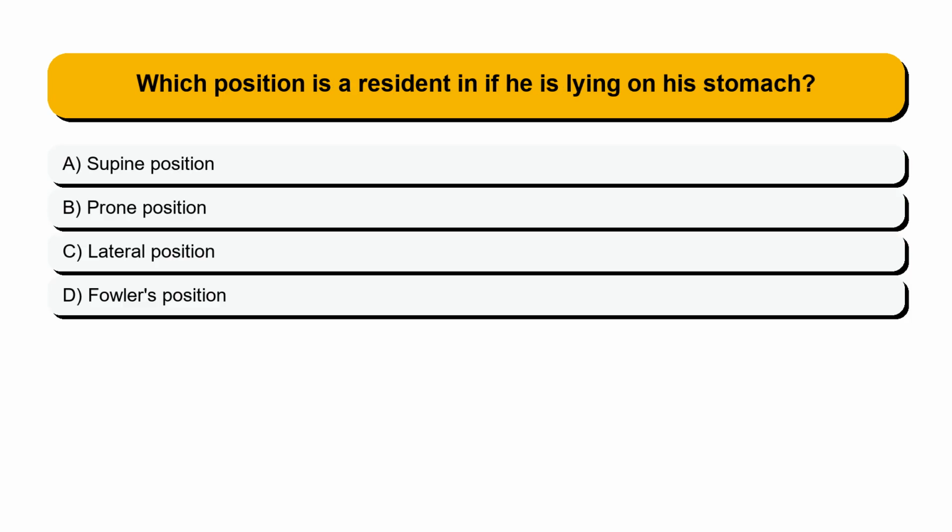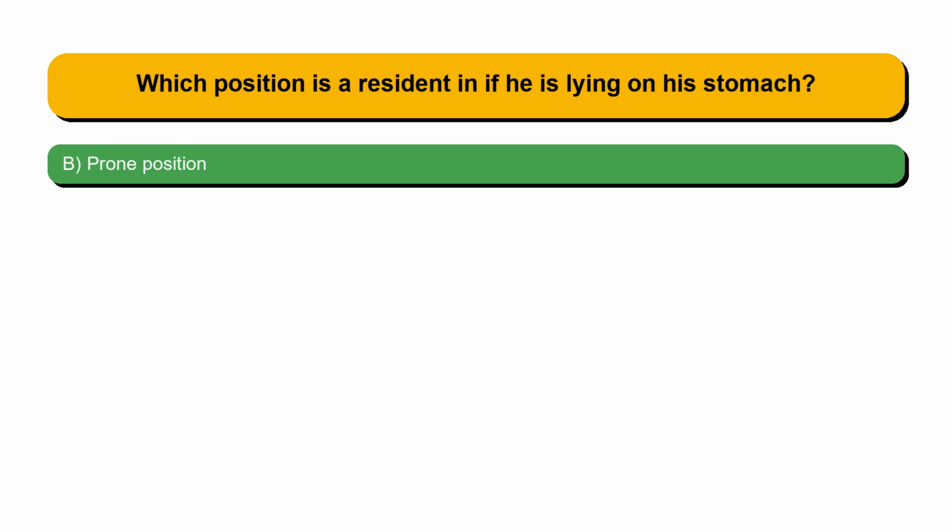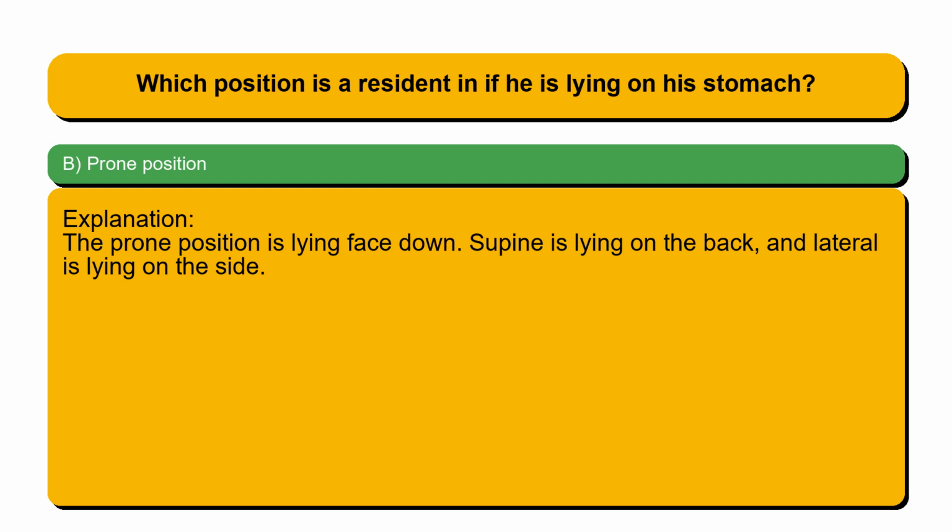Question 51. Which position is a resident in if he is lying on his stomach? Option A, supine position. Option B, prone position. Option C, lateral position. Option D, a Fowler's position. The correct answer is option B, prone position. The prone position is lying face down, supine is lying on the back, and lateral is lying on the side.